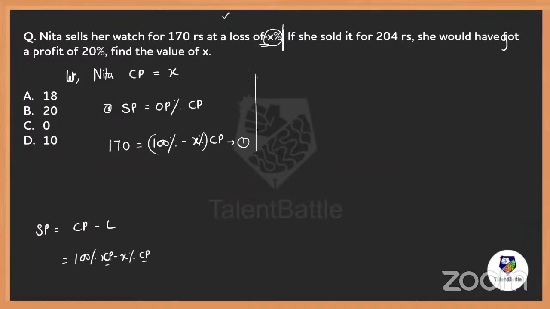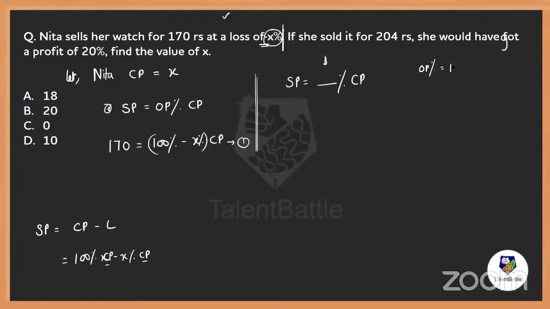What is equation number 2, everybody? If she sold at 204 rupees, she would have got a profit of 20%. People, can I say when she sold at a profit of 20%, her selling price is what overall percentage of the cost price this time? Everybody, I need answers from you. What is the overall percentage this time?